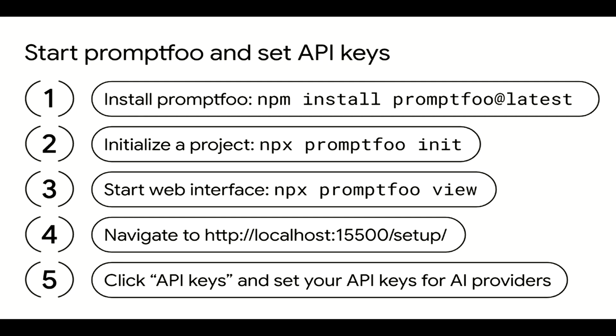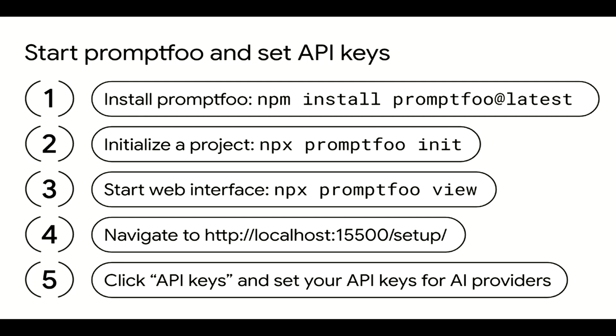It'll create a config file for your eval. If you knew all the syntax, you could create your eval inside that config file by writing YAML. But I'm going to show you how to do it in the web interface. To start the web interface, you simply type npx promptfoo view, and then you navigate to localhost 15500 and the setup page in your browser.